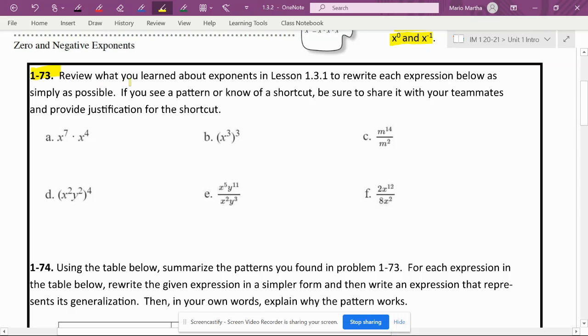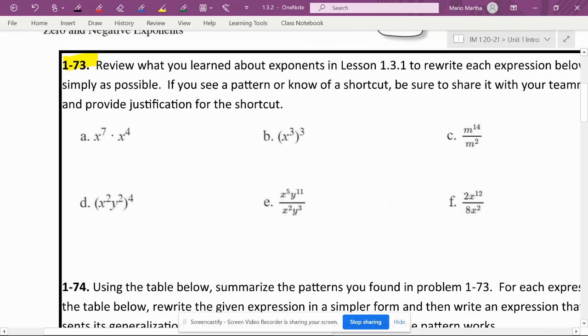Review what you've learned about exponents in lesson 1.3.1 to rewrite each expression below as simply as possible. If you see a pattern or know of a shortcut, be sure to share it with your teammates and provide justification for the shortcut. Since we're not working in teams today, you're going to be working by yourselves. I want you to try to deduce a justification by the end of doing all these examples. So let's look at part A.